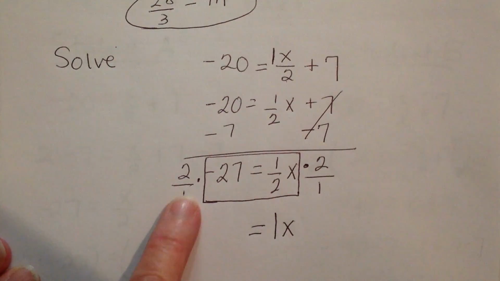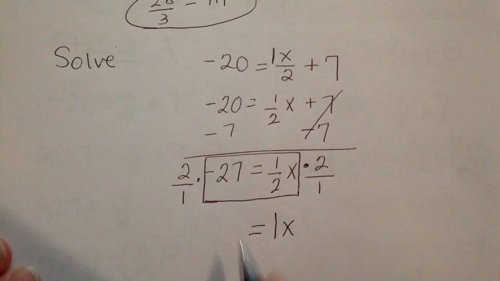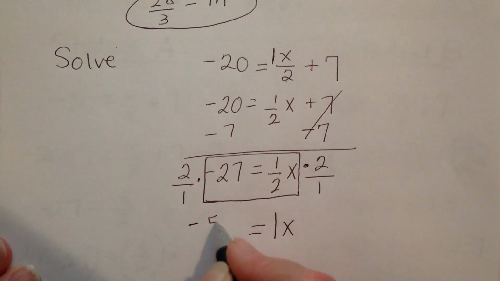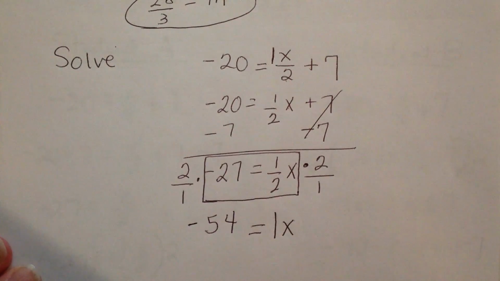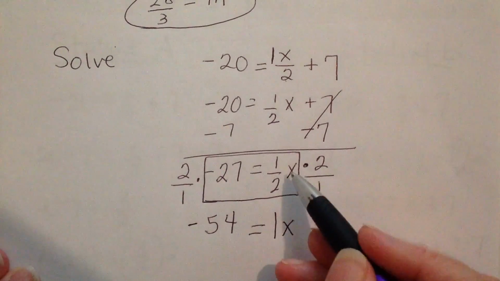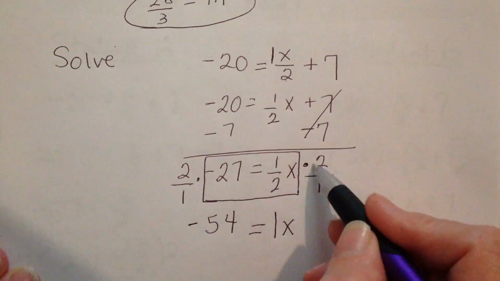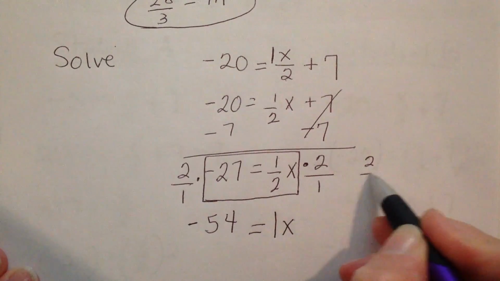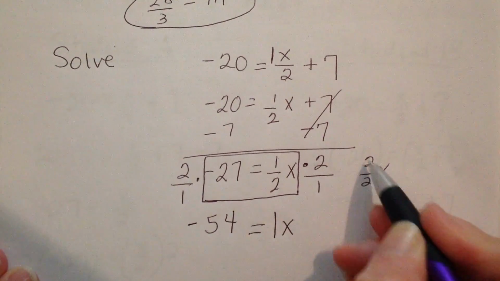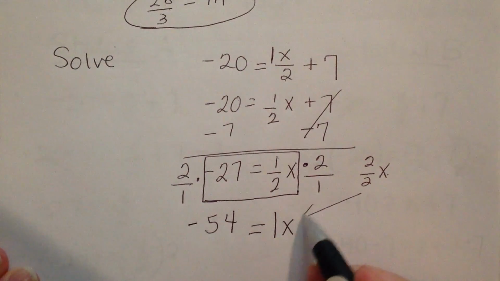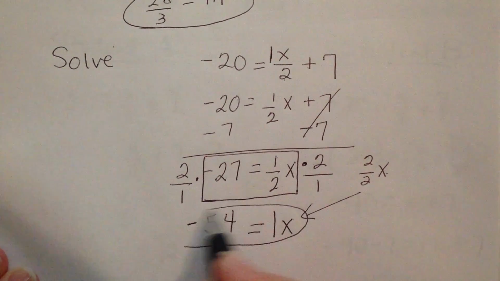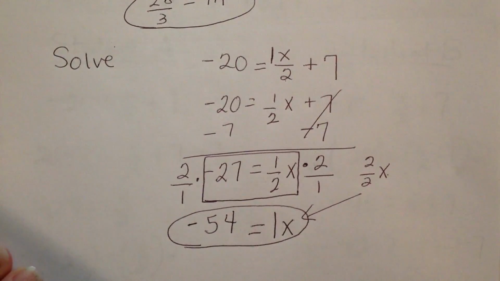So I have 2 times -27, which gives me -54, equals. On the right-hand side, we all know I get 1 times 2 is 2, 2 times 1 is 2, and 2 divided by 2 gives me 1x. So your final answer on that problem is x equals negative 54.